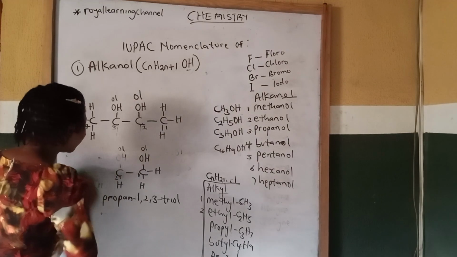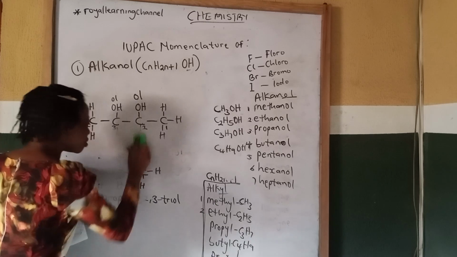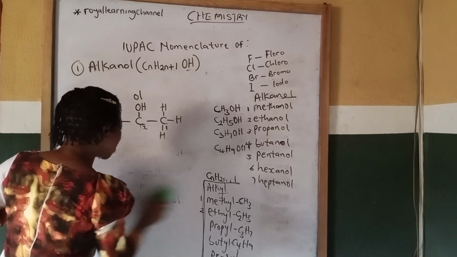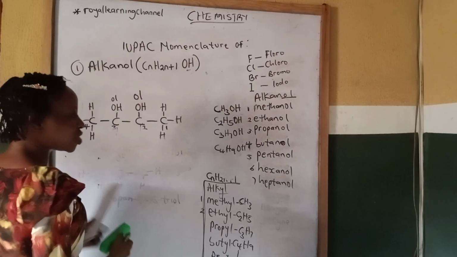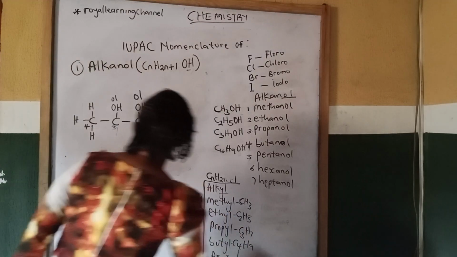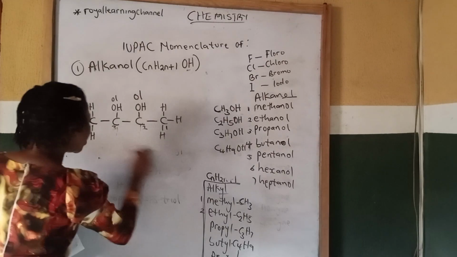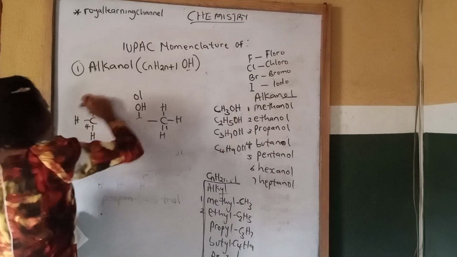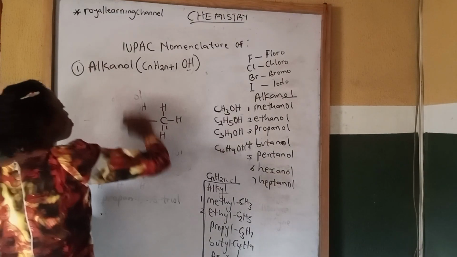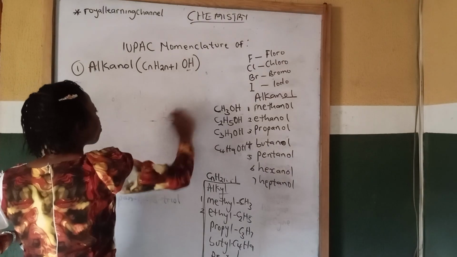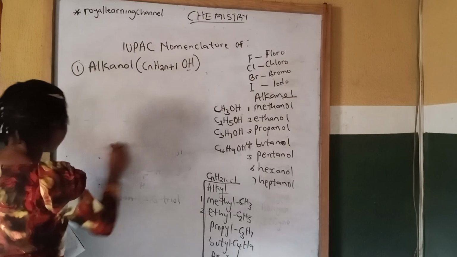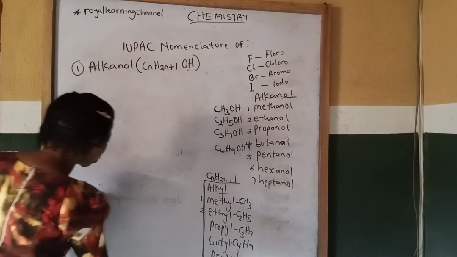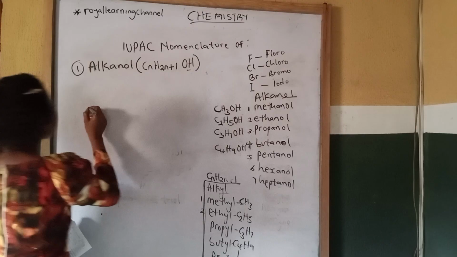So let's check a structure with substituent. Like I said, the alkanol ol is not a substituent. The ol is not a substituent. So let's check a structure with substituent.